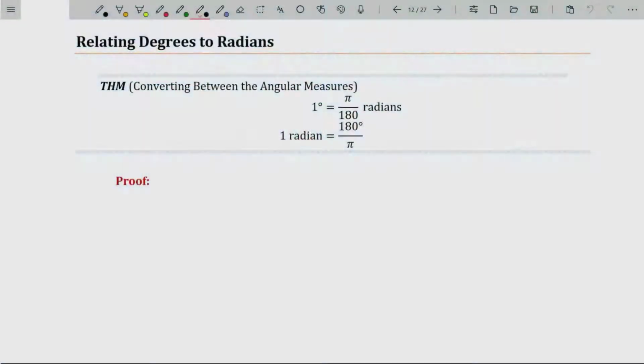Hello, my name is Roy Simpson, professor of mathematics at Cosumnes River College in Sacramento, California. In this video, we'll continue with our discussion on angles. You should have already watched my videos on creating angles, angle measure in degrees, and angle measure in radians. At this point, we're just going to convert between degrees and radians and do a couple problems there, and then move on. So here's the theorem, converting between the angle measures.